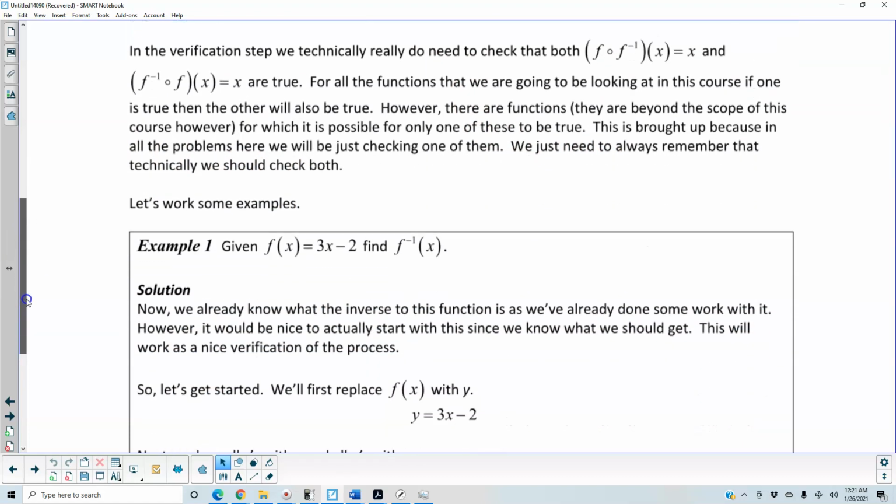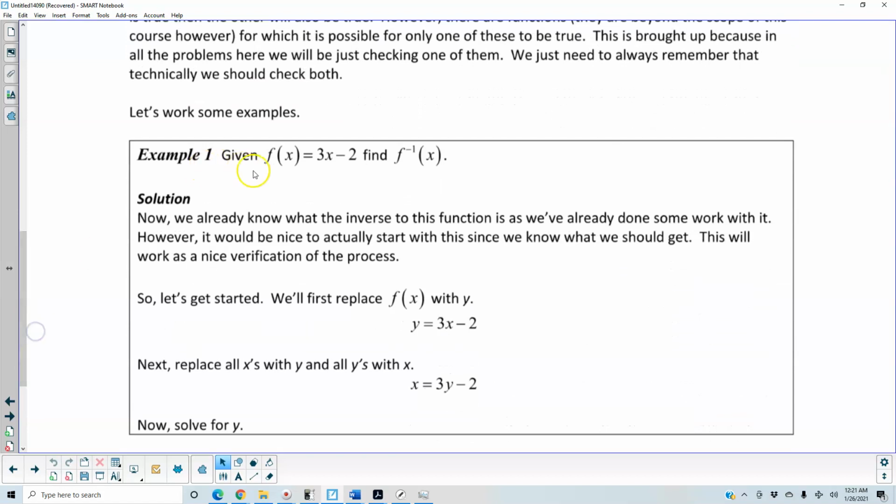So let's work on some examples. Given f of x, which is equal to 3x minus 2, we want to find the inverse of x. Now, we already know what the inverse to this function is, as we've already done some work with it. However, it would be nice to actually start with this since we know what we should get. This will work as a nice verification of the process.